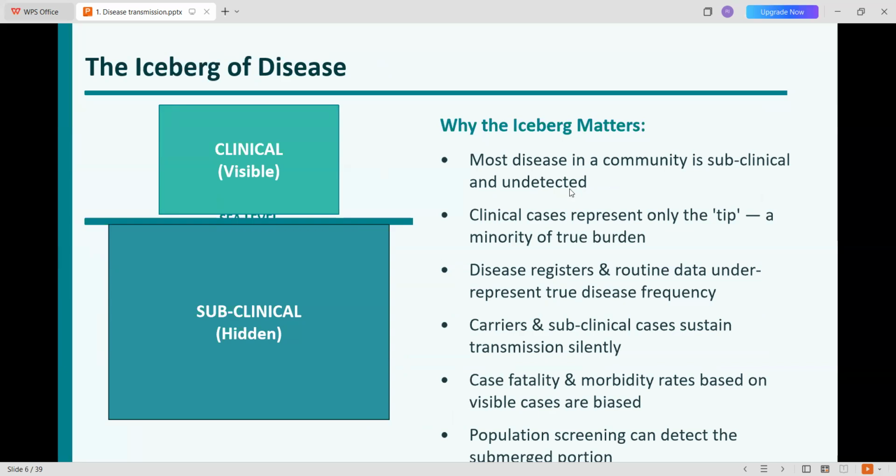The disease register and routine data underrepresent the true disease frequency. Carrier and subclinical cases sustain transmission silently. Case fatality and morbidity rates based on visible cases are biased. Population screening can detect the submerged portion.